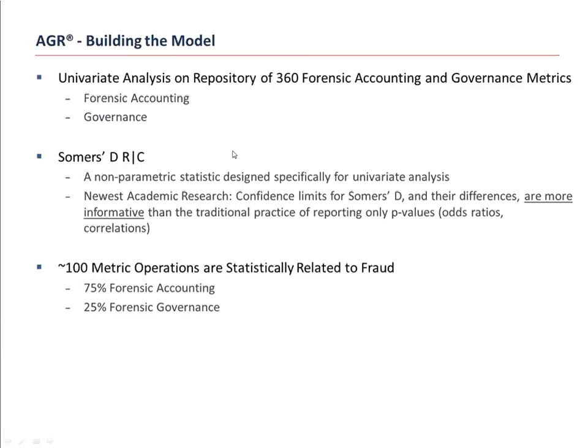Using the Summers' D, we found about 100 of our metric operations that were statistically associated with fraud. They broke down into about 3/4 forensic accounting and about 1/4 forensic governance and high-risk events.